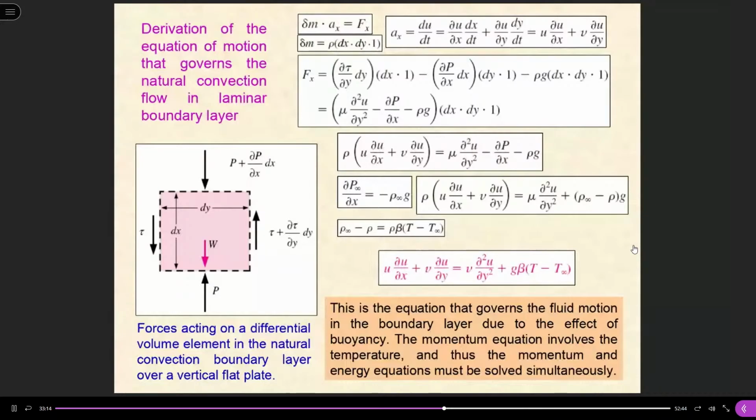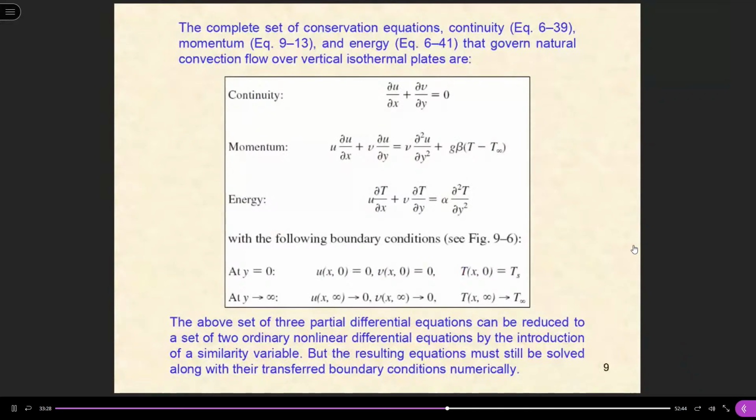In the next few slides, I'm going to very briefly introduce a concept rather than the actual solution, to let you know how we can actually find the natural convection coefficient.